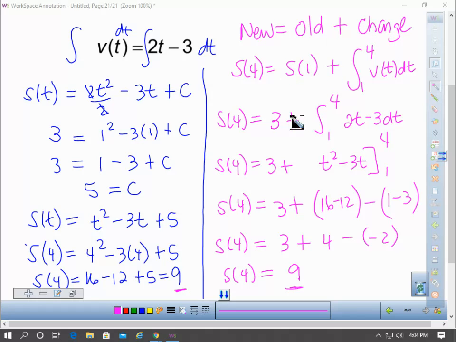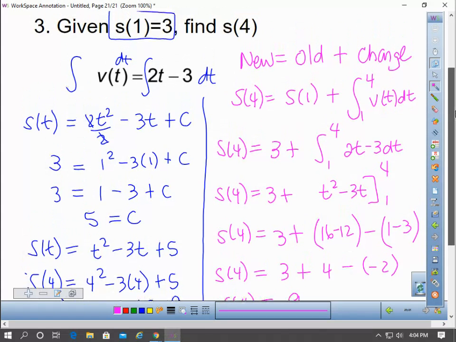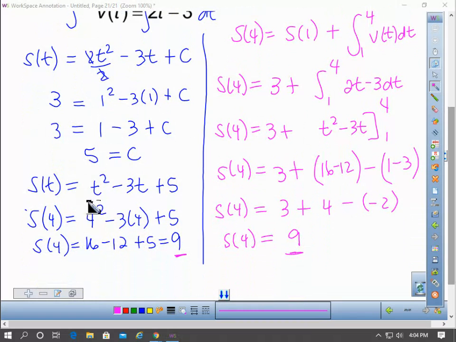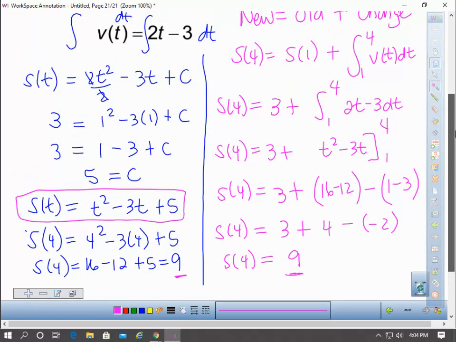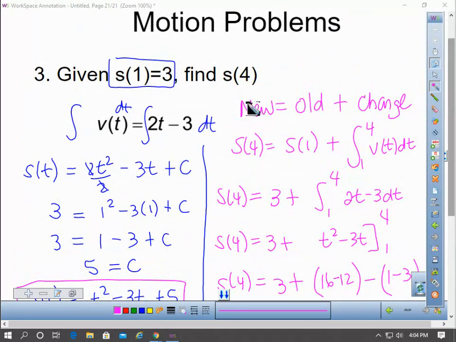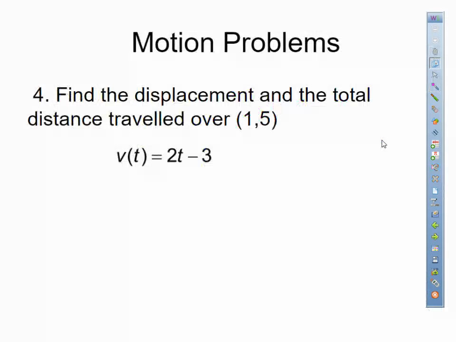So it's just a different way of thinking about the problem, using an integral. You could either find the particular expression first and then substitute in the value you're trying to find, or you can think of this idea that my new value that I'm trying to find is my old value plus the change that has happened since then.